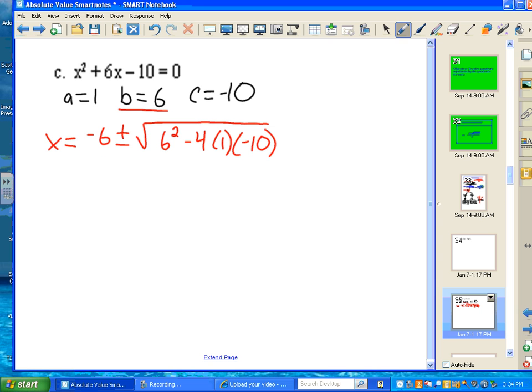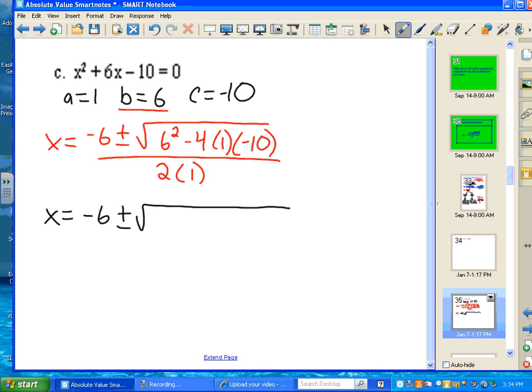Okay, next step, let's just simplify some things inside the radical symbol. So negative 6 plus or minus square root. 6 squared is 36. Now negative 4 times 1 times negative 10 is positive 40. All over 2 times 1 is 2. Okay, let's put our equals here. Let's add what's inside the square root. So we have negative 6 plus or minus square root of 76 over 2.